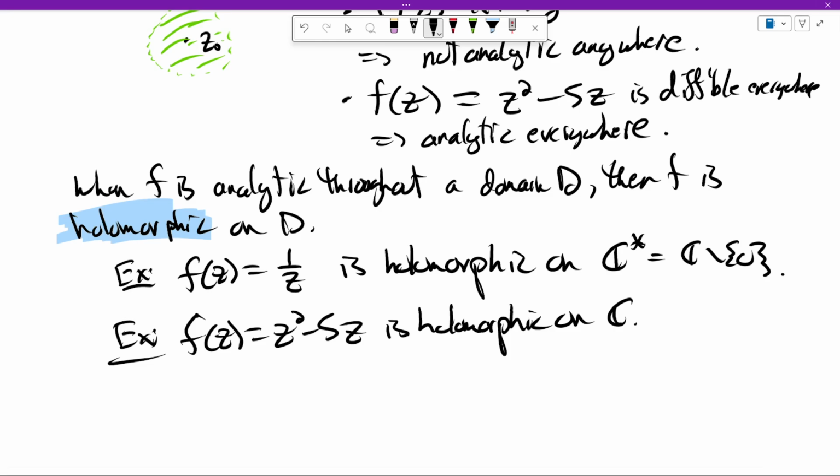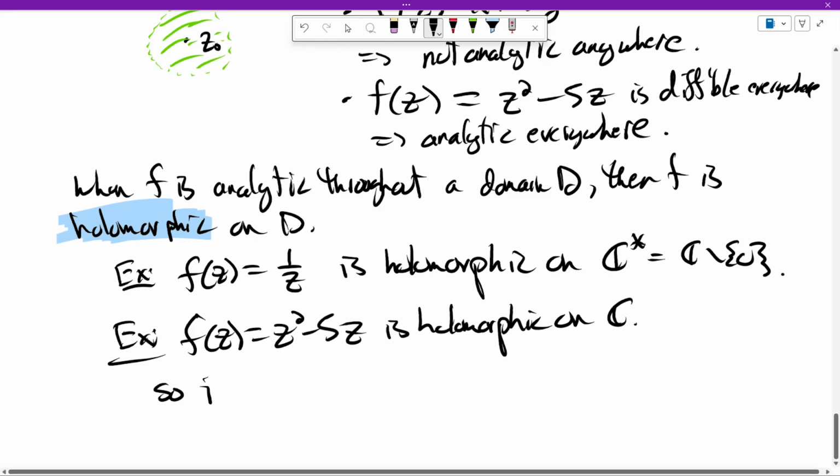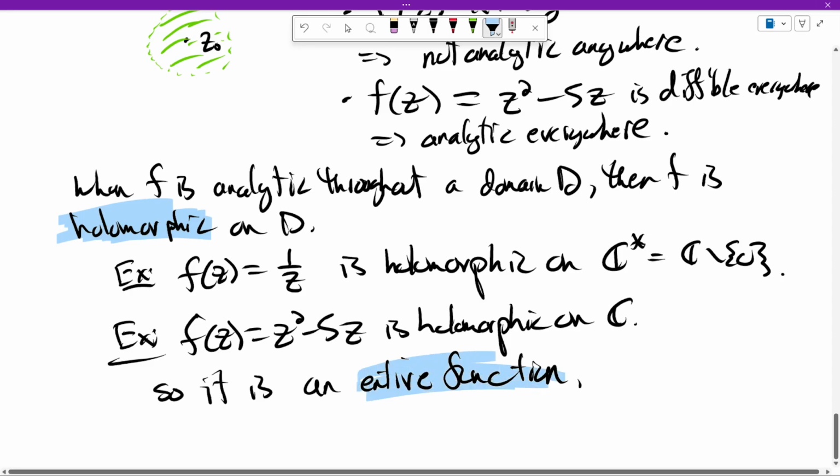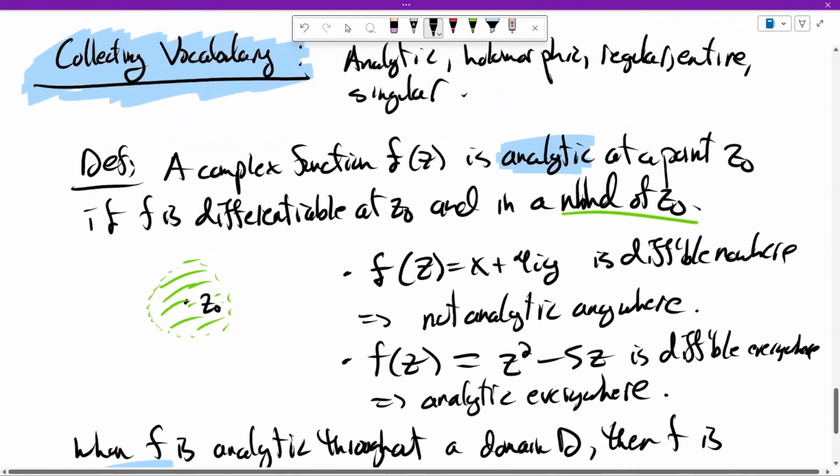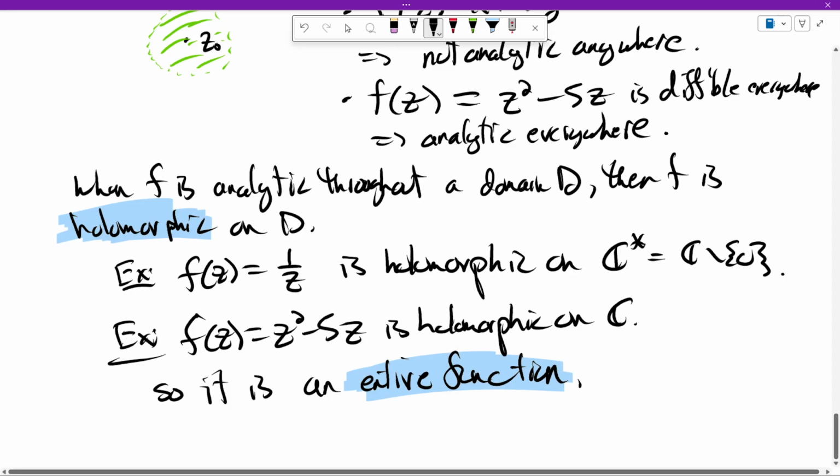So in this second case, when the domain of holomorphicity, or however you want to say it, is everywhere, we generally say that this function is entire. So it's entire. And I think I missed a term. Let's go up real quick. Oh yeah, regular and then singular. So the words regular and holomorphic mean the same thing as far as this class is concerned.